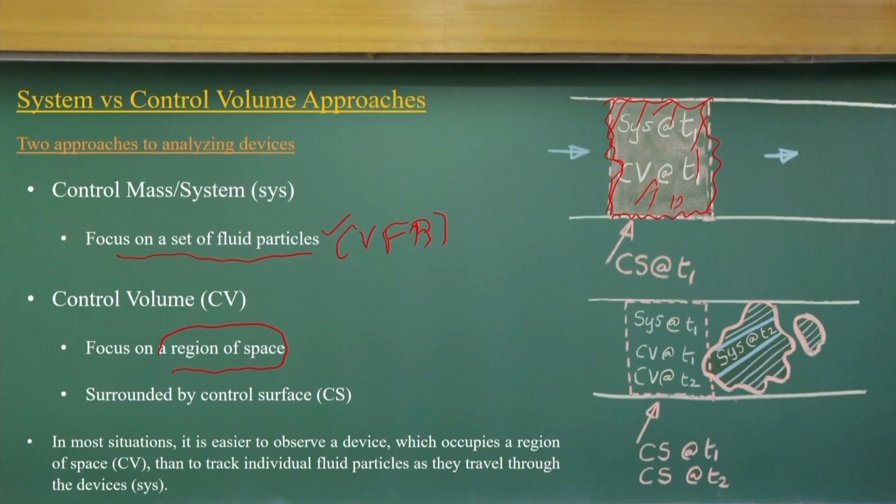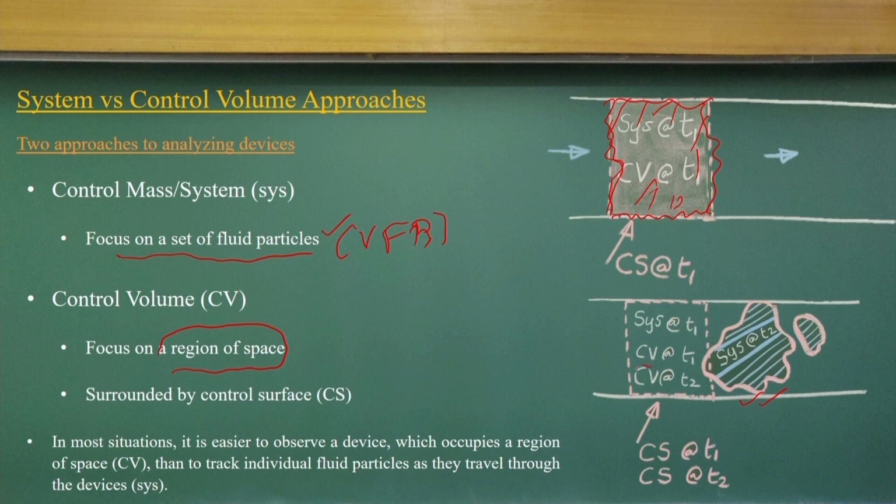In a control volume, we talk about a region of space, whereas in a control mass, we talk about a group of fluid balls, or virtual fluid balls, that I have considered. That is what this interesting figure is showing. If you take the system at time t1 and the control volume at the same time, whatever number of fluid particles are there is my control volume at t equal to t1.